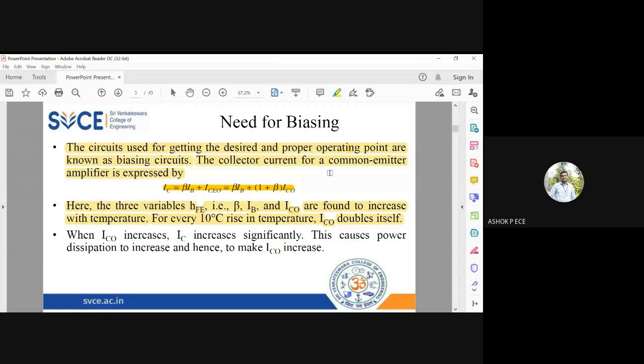So the active region is going to be completely disturbed because of this temperature dependence. So when ICB naught is going to increase, IC will increase. When IC is going to increase, the power dissipation will be very, very large, which will even break down your transistor. So a transistor is designed for a particular amount of current, collector current only. If that collector current goes beyond a particular value, then you cannot expect the device to work as an amplifier. The device will start functioning in an absurd manner.